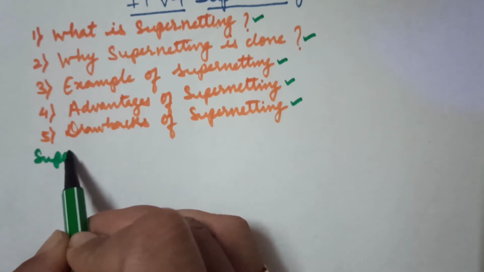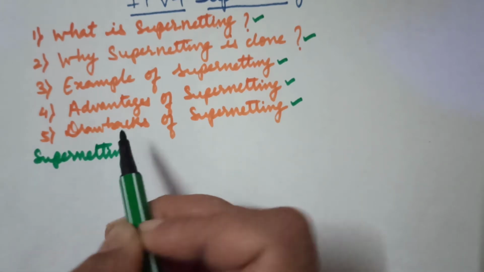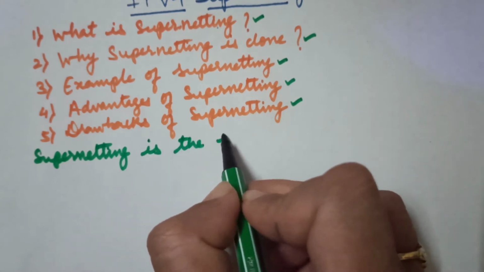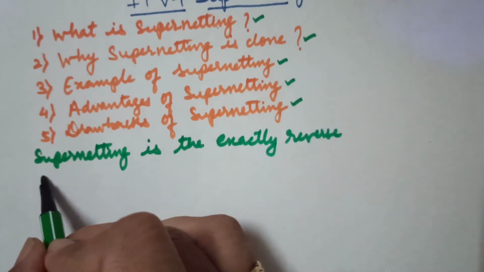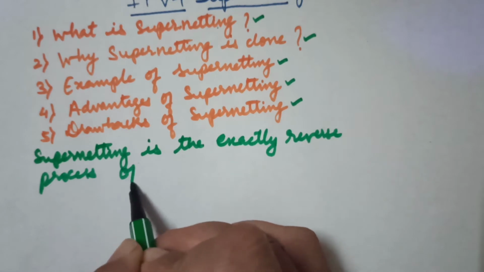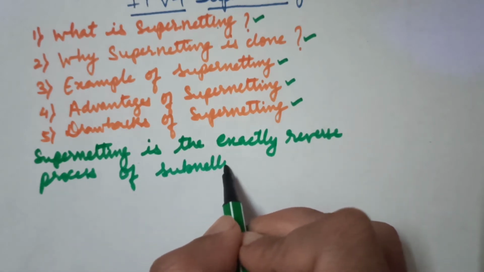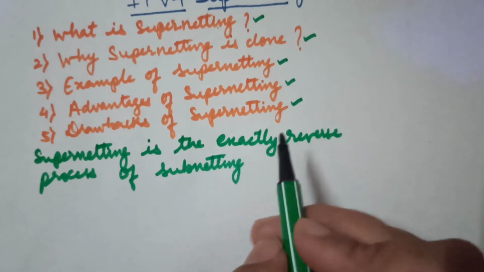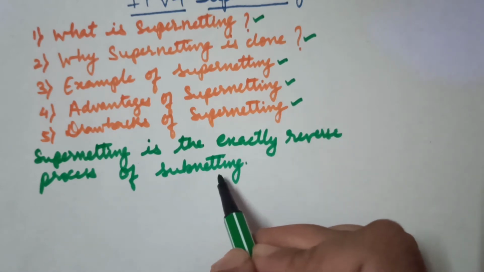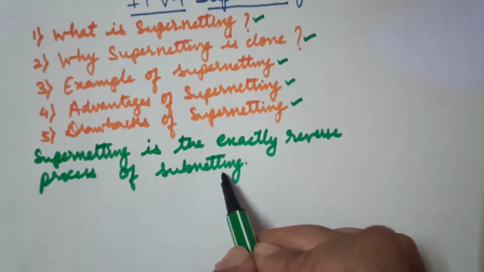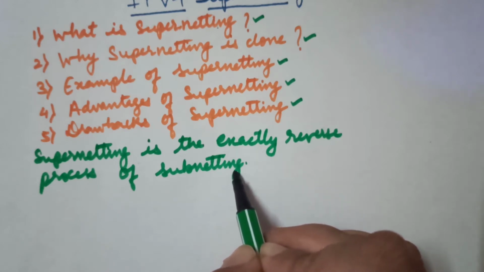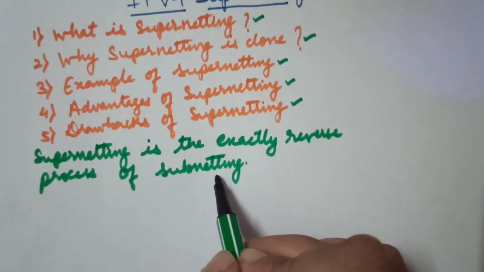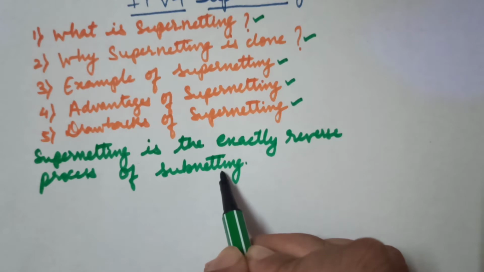Supernetting is the exactly reverse process of subnetting. Why this is so? Because we have seen in subnetting that the large size blocks are divided into smaller size blocks, and this is done to make efficient use of IP addresses. Whereas in supernetting, small size blocks are combined to form large size blocks.